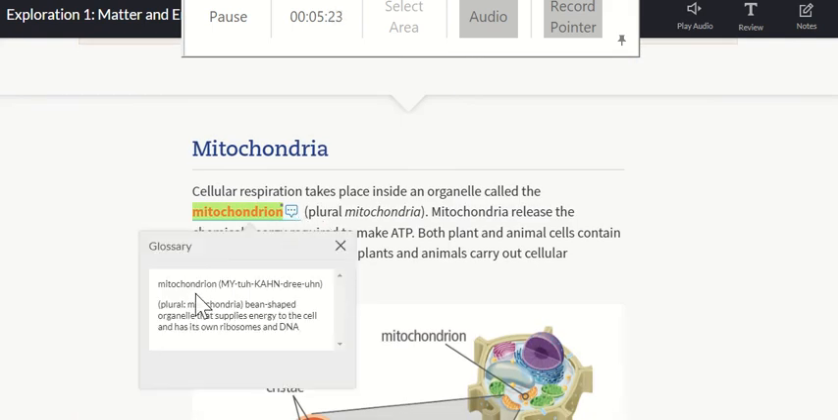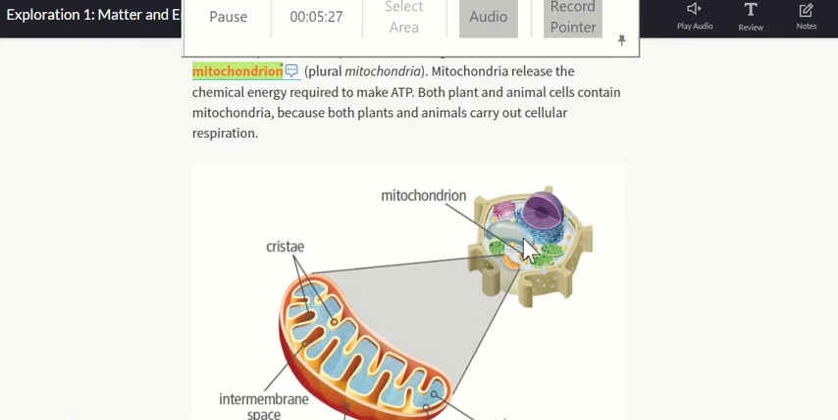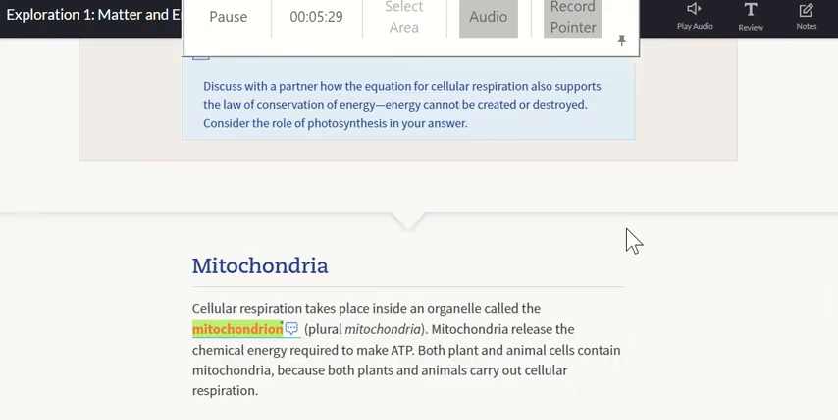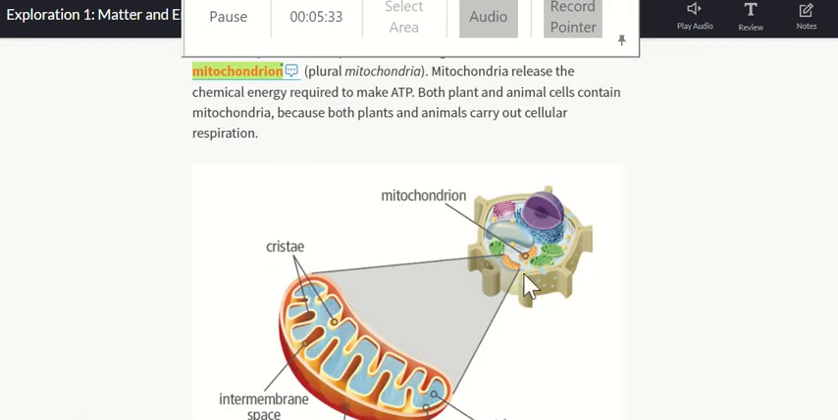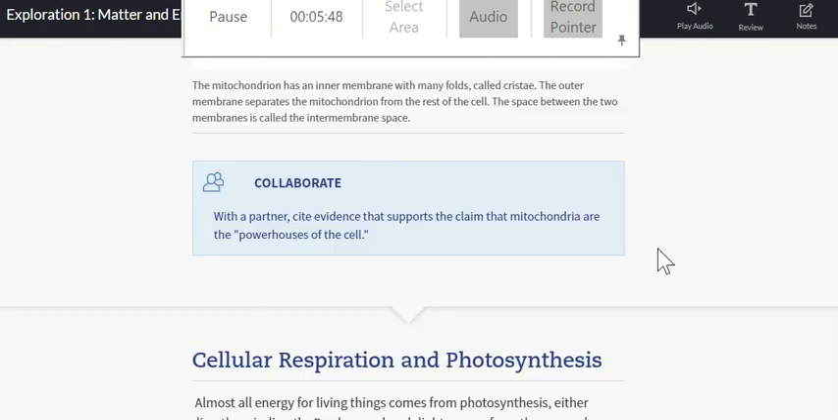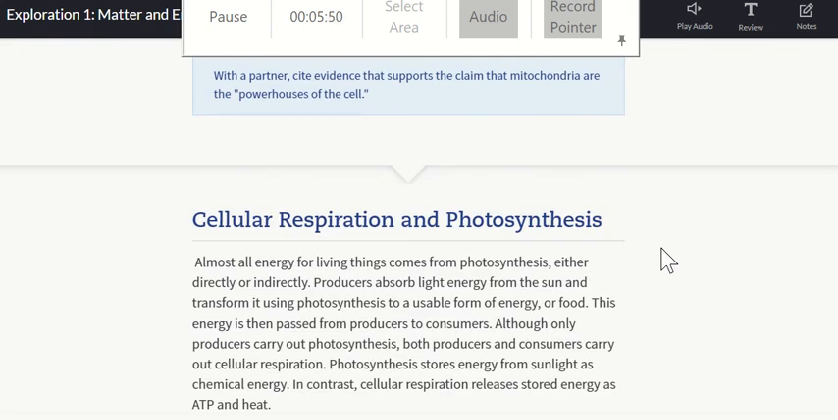Okay, the mitochondria is the organelle that's going to be in charge of where cellular respiration takes place. So this chemical equation that we just talked about is going to take place in our mitochondria, which is an organelle. Now this is a plant cell. Remember, plants need to break down energy. Plants have mitochondria as well, as well as chloroplasts. Human cells and animal cells have mitochondria as well.